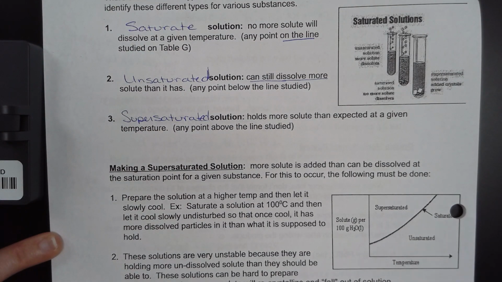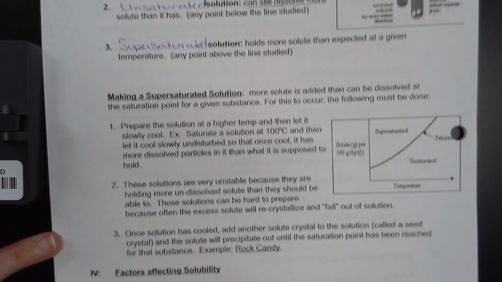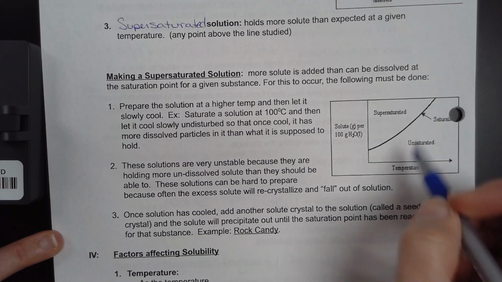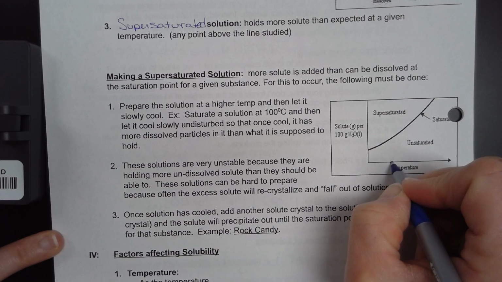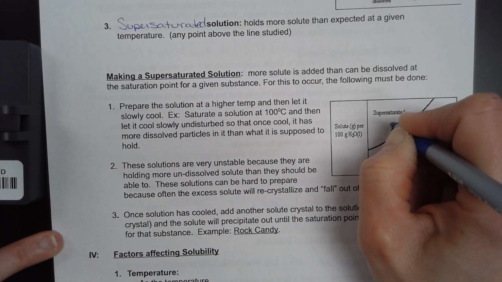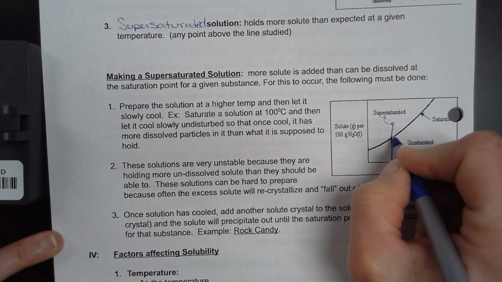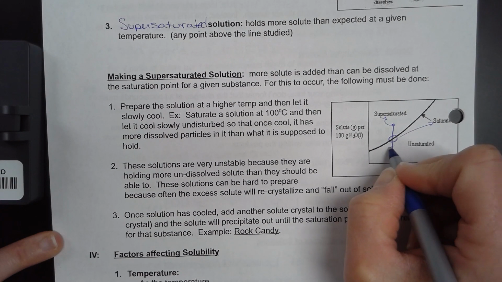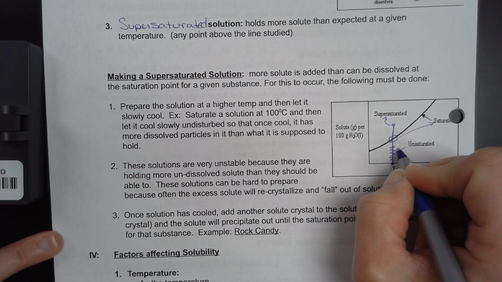Now when I'm talking about these lines, you're going to look at table G, and here is that line that I'm talking about. So at a given temperature, if I had this point, it would be supersaturated. This one on the line would be saturated, and anything below it would be unsaturated.